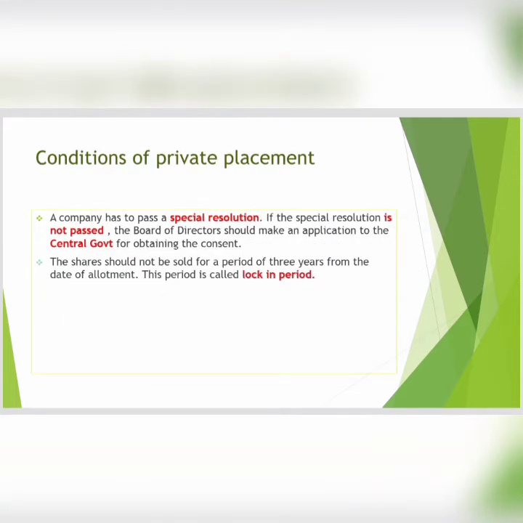The conditions of private placement. There are mainly two conditions of private placement. The first one is a company has to pass a special resolution. If the special resolution is not passed, the board of directors should make an application to the central government for obtaining the consent. The second condition, the shares should not be sold for a period of 3 years from the date of allotment. This period is called the lock-in period.